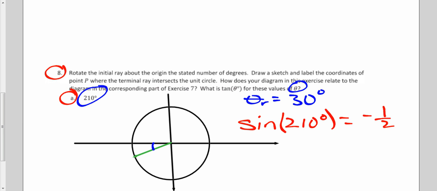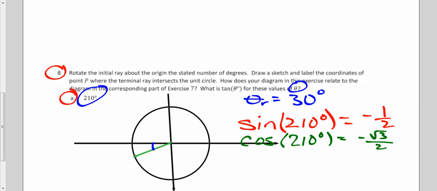What about the cosine? What's the cosine of this guy? Negative root 3 over 2. Why negative? It's going that way, right? So the cosine, I'll do that in green. Cosine of 30 is root 3 over 2, but because I'm in the third quadrant, the cosine of 210 is negative root 3 over 2.